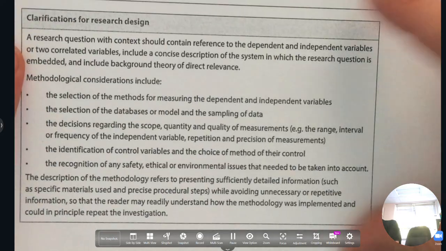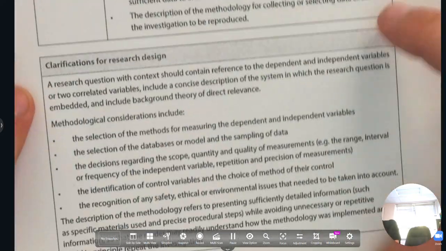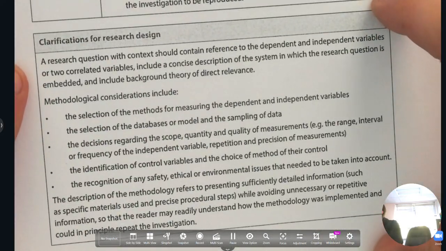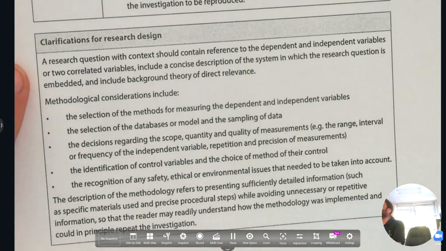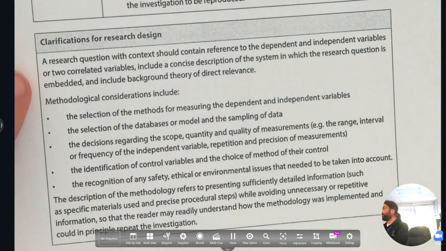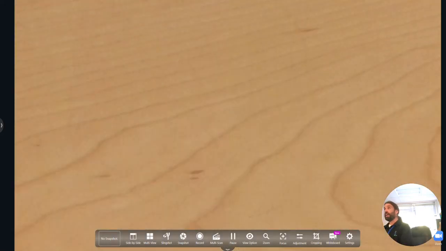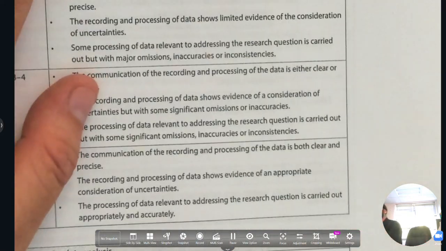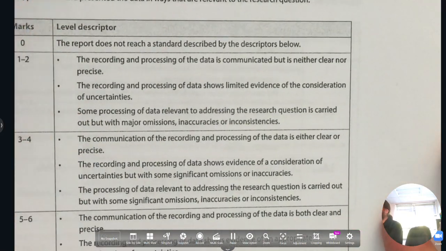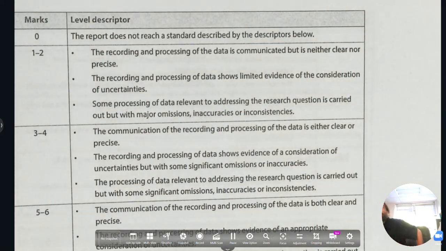So in any case, below each box in the rubric, there is another box explaining what each of those things mean. What does it mean to have context in your research question? So if you couldn't tell, this document is massively helpful for writing it. All right, let's look at the next section.